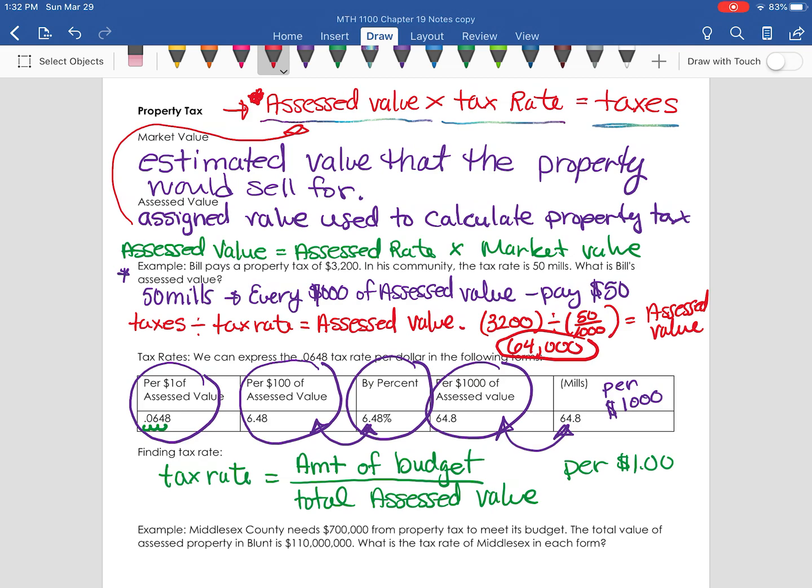We can check it because we know the formula from the beginning that the assessed value times the tax rate should give me the amount of the taxes. So if I take 64,000 and I multiply it by the tax rate, which is 50 over 1,000, that should give me 3,200.